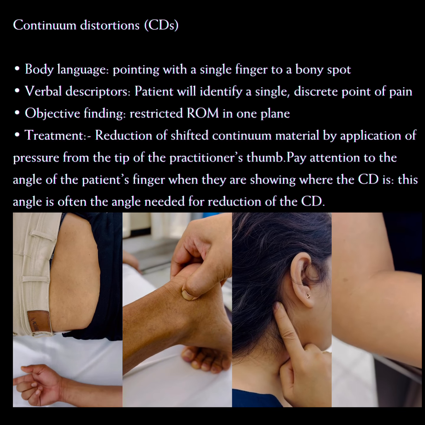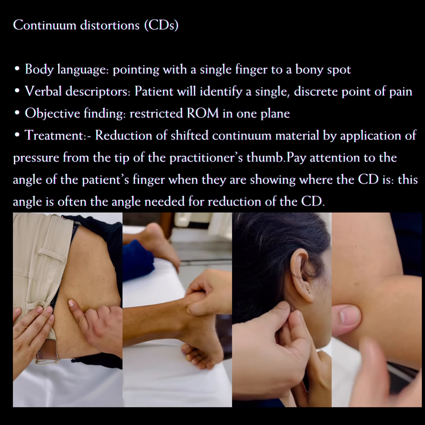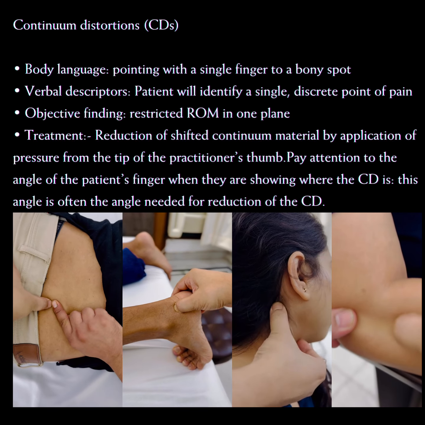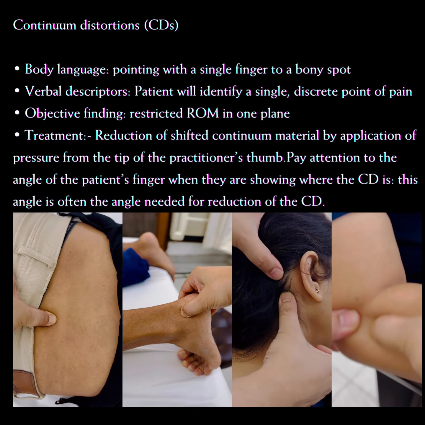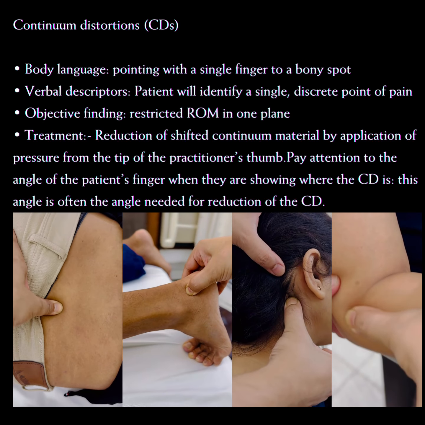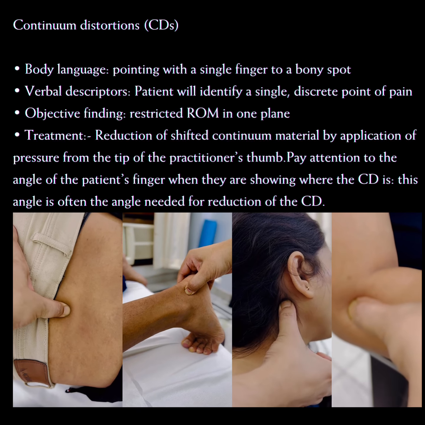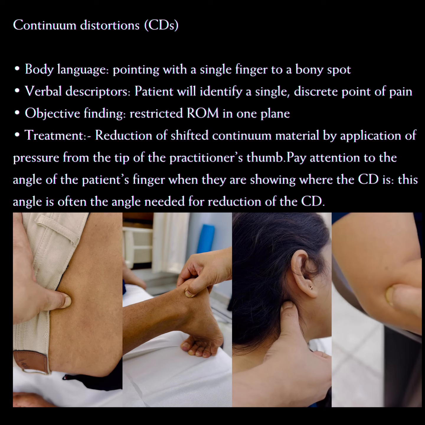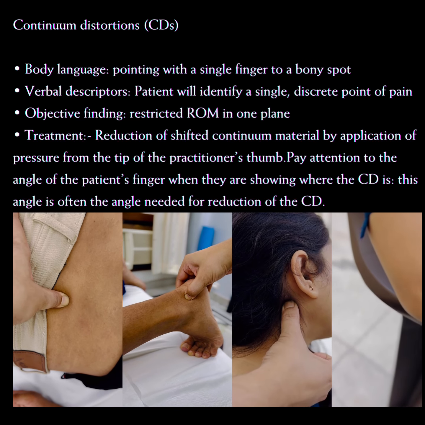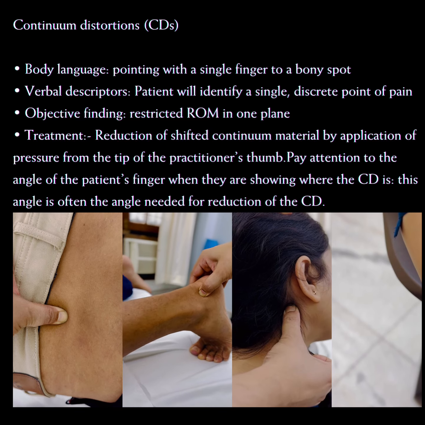Continuum distortions. Body language: pointing with a single finger to a bony spot. Verbal descriptors: the patient will identify a single discrete point of pain. Objective finding: restricted ROM in one plane. Treatment: reduction of shifted continuum material by application of pressure from the tip of the practitioner's thumb. Pay attention to the angle of the patient's finger when they are showing where the CD is. This angle is often the angle needed for reduction of the CD.